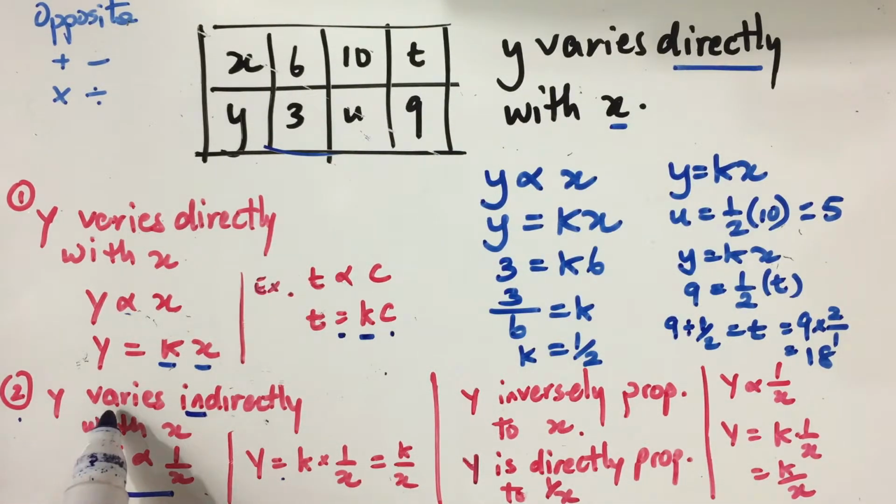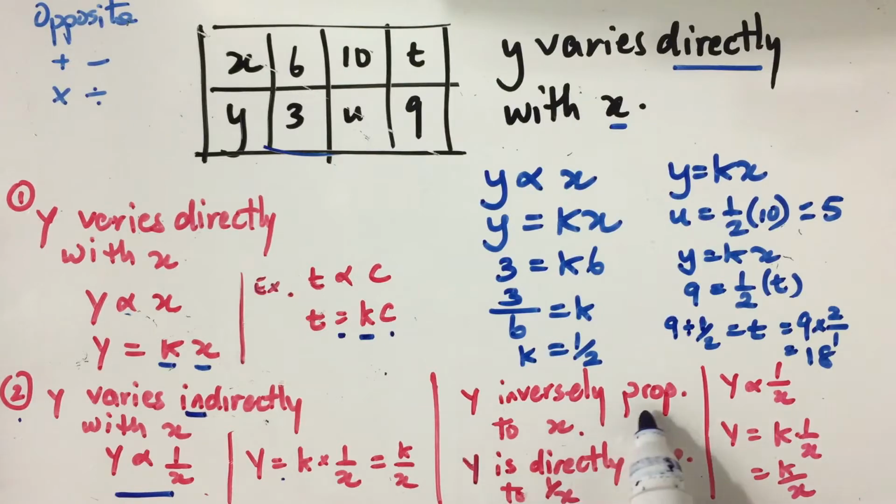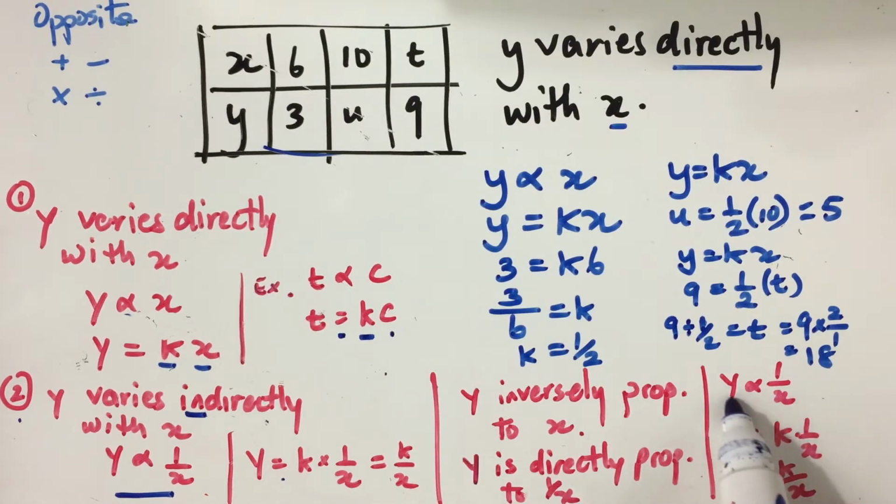Another way to say y varies indirectly with x is saying y is inversely proportional to x. This is the same as saying y is directly proportional to 1 on x, and we can write this mathematically like this: y is directly proportional to 1 on x, and this is equal to y is equal to some constant k times 1 on x, which is equal to k on x.